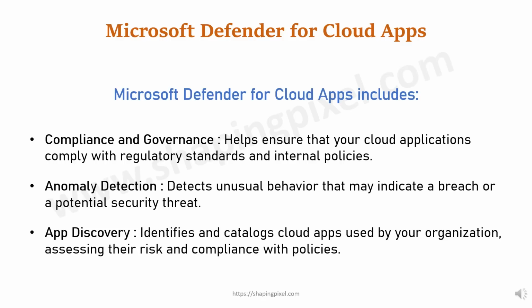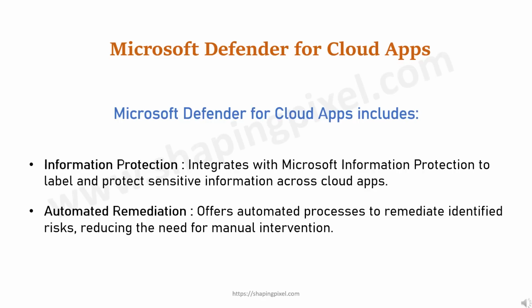Anomaly detection detects unusual behavior that may indicate a breach or a potential security threat. App discovery identifies and catalogs cloud apps used by your organization, assessing their risk and compliance with policies. Information protection integrates with Microsoft Information Protection to label and protect sensitive information across cloud apps. Automated remediation offers automated processes to remediate identified risks, reducing the need for manual intervention.